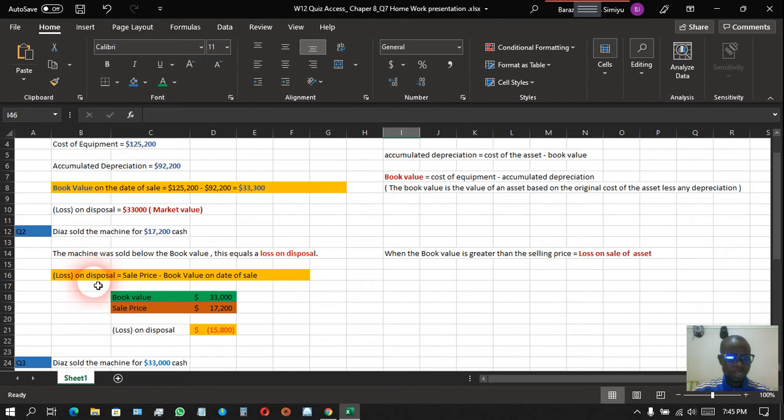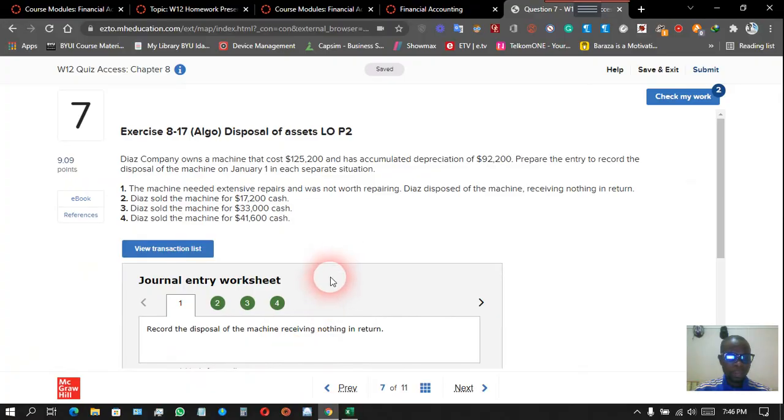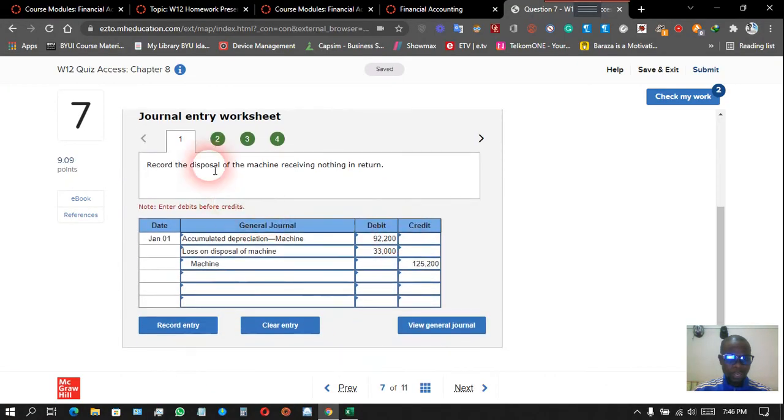Now to get the loss on disposal of the asset, we take the selling price, which is 17,200, minus the book value or the market value of 33,000. And here is the calculation. This will give us a loss of 15,800.